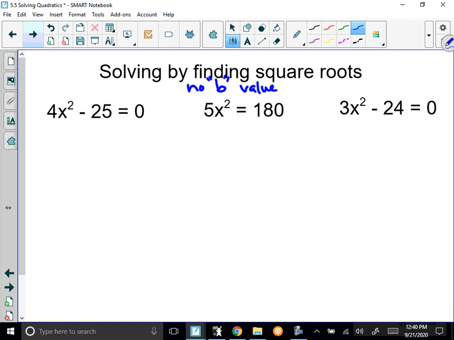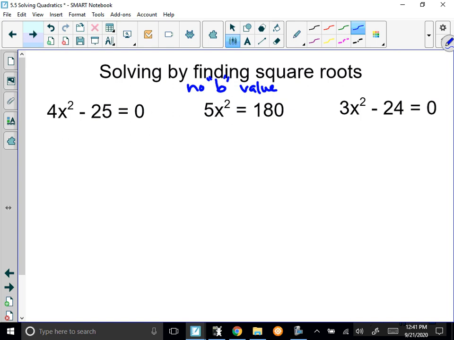You might say, well, okay, why don't you just factor it? Well, if you look at this last one here, we can't really factor it. There's nothing we can do to factor it that will work out to equal that. So not every quadratic equation can be factored. That's why we can't solve them all by factoring, and not every equation doesn't have a b value. That's why we can't solve them all by square rooting.